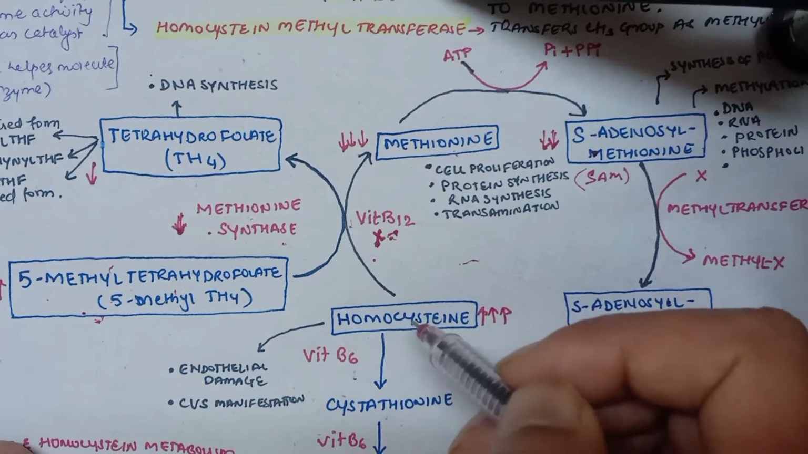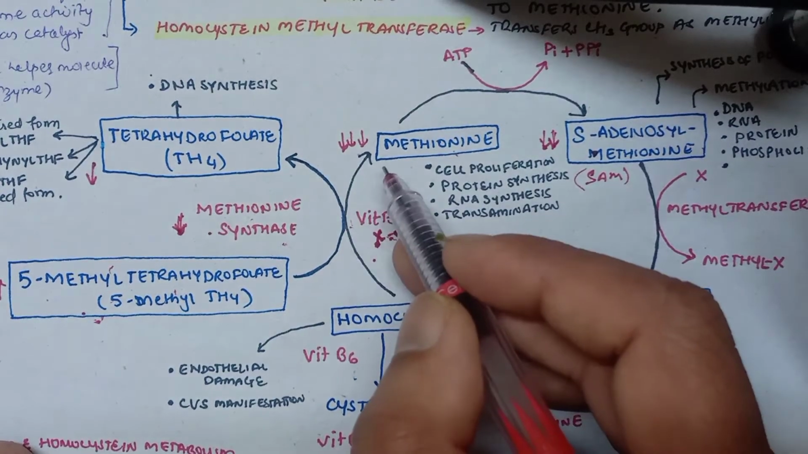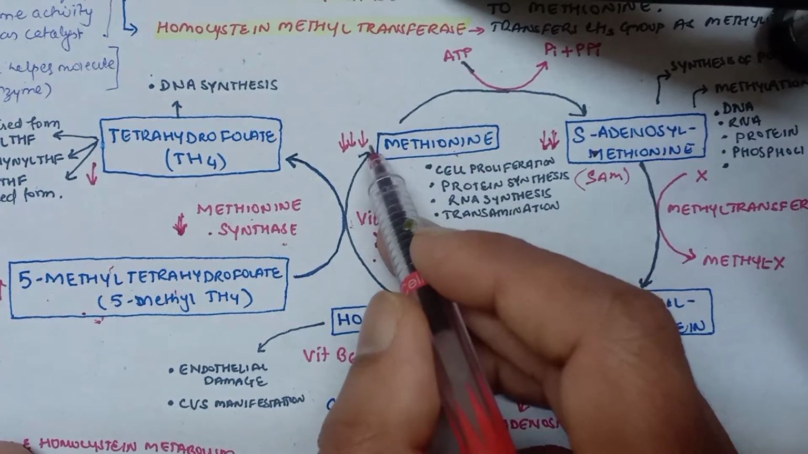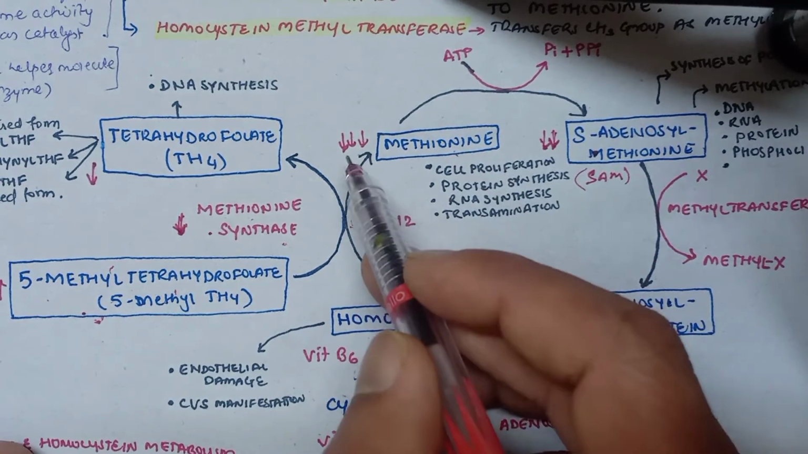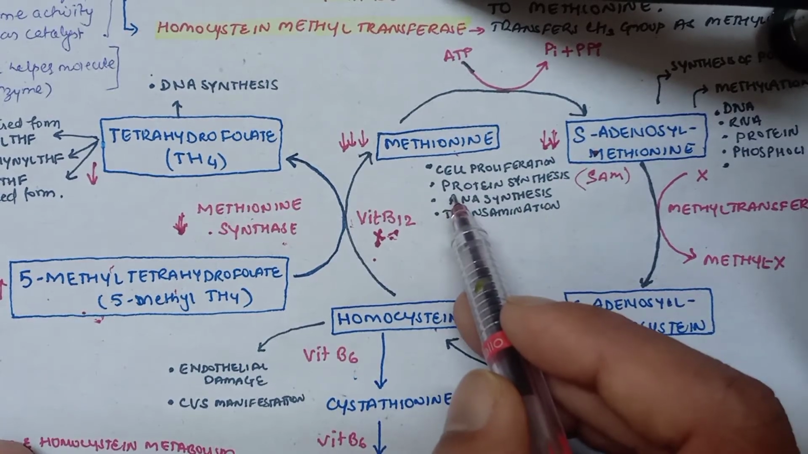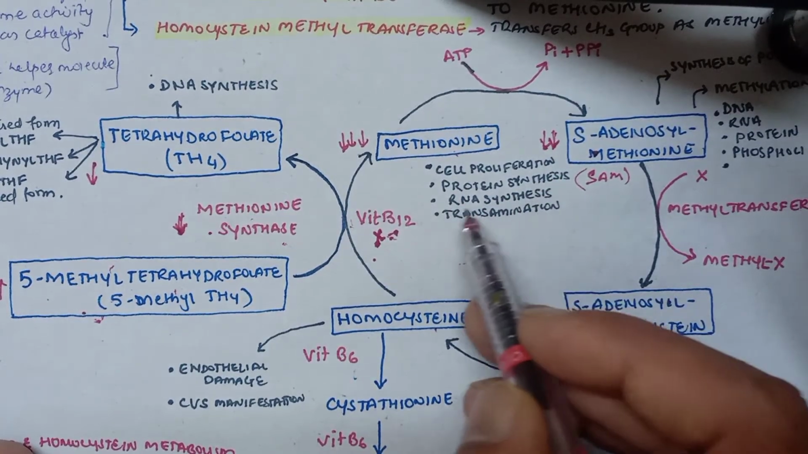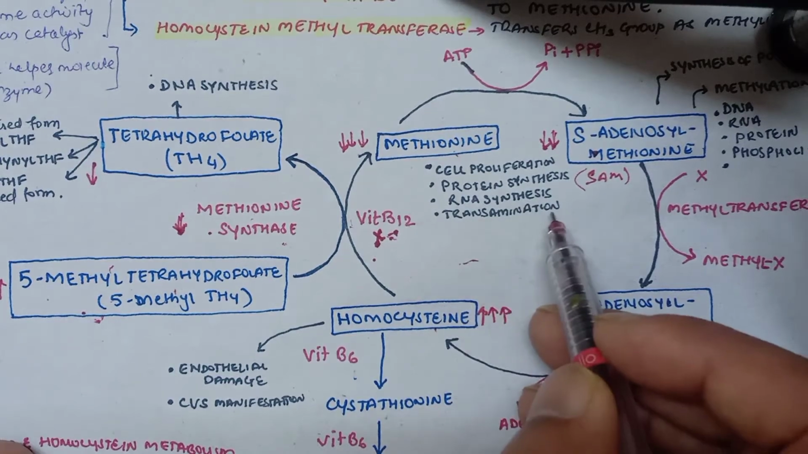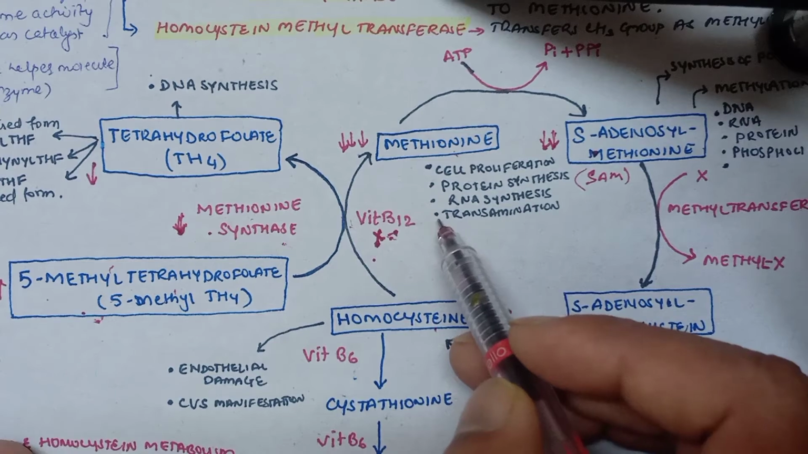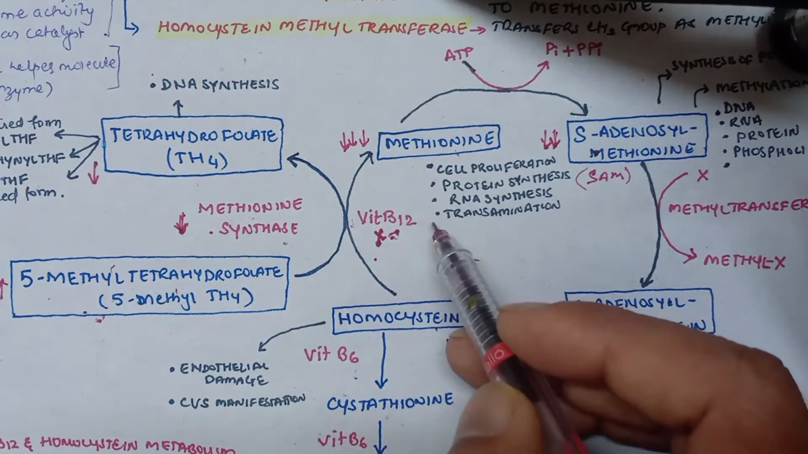Similarly, homocysteine is not getting converted into methionine, so the level of methionine will be reduced. So there will be decreased cell proliferation, and reduced protein synthesis, RNA synthesis, and transamination.